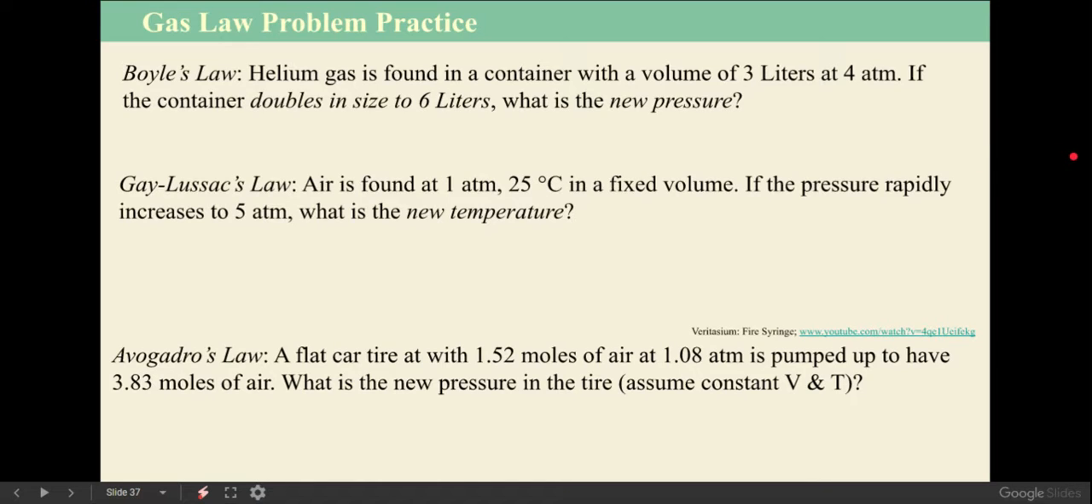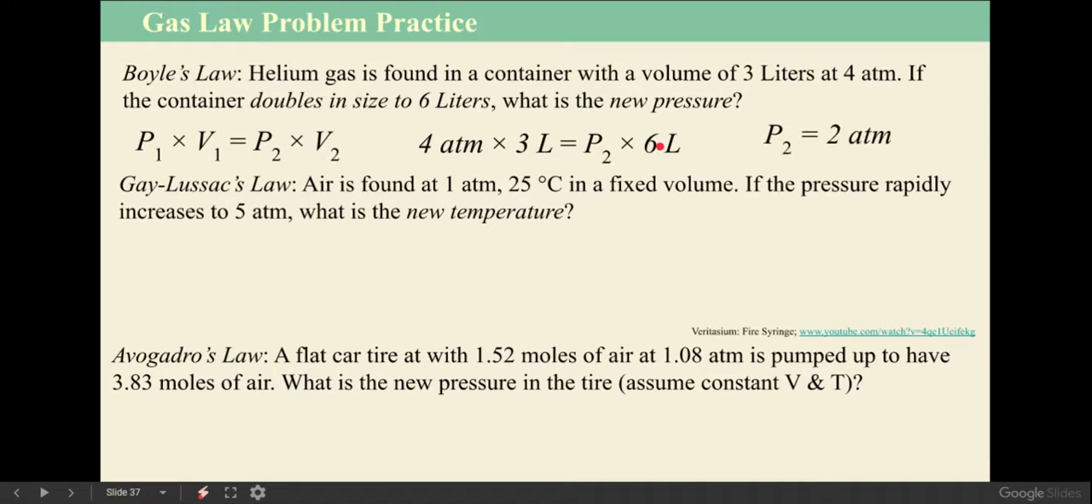So these are pretty simple to work on their own. And here, many of you wouldn't even really have to do the math. Helium's in a container that's 3 liters at 4 atmospheres. If we double the size to 6 liters, what's the new pressure? From Boyle's Law, I want you to know that they are inversely related. So if the volume goes up, the pressure is going to go down by that same factor. We could plug these numbers in, and we get 4 times 3 divided by 6, and we get 2. So if the volume goes up from 3 to 6, the pressure goes down from 4 to 2.